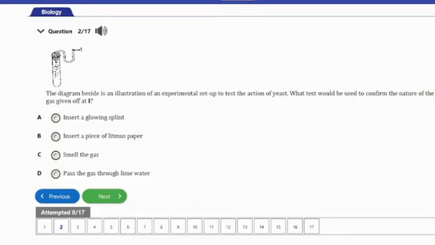So guys, the answer to this question here will be option D, and that's pass the gas through lime water. Now the reason we are passing the gas through lime water is that this process is a fermentation process, and as such will yield carbon dioxide. So in order to test for this carbon dioxide, we have to pass this gas evolved through lime water. And that's it for that question, guys. Let's go ahead and consider the next question.